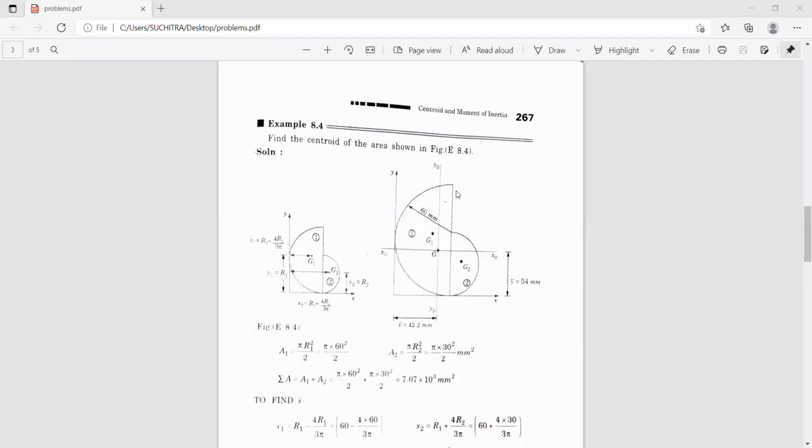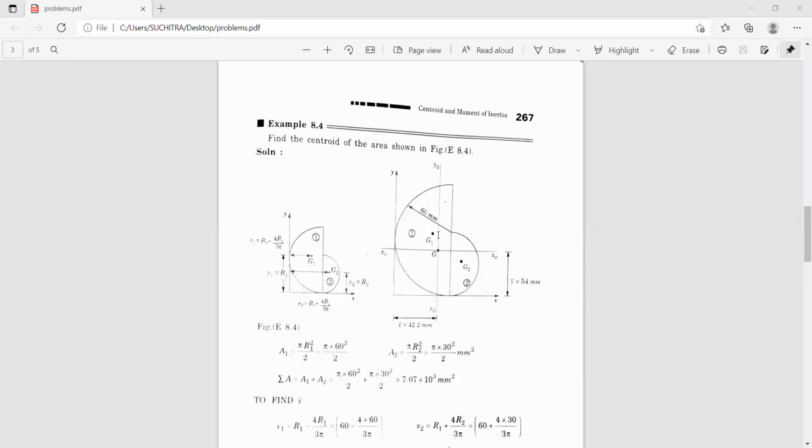Now you can see here the given figure is symmetrical about the x-axis, correct? This semicircle is symmetrical about the x-axis. The centroidal distance of the semicircle with respect to this axis, this height, is 4r by 3 pi. Now I want this distance x1, from the y-axis to this point. From this point to this point is the radius of the semicircle, that is 60 millimeters. Now I want this distance.